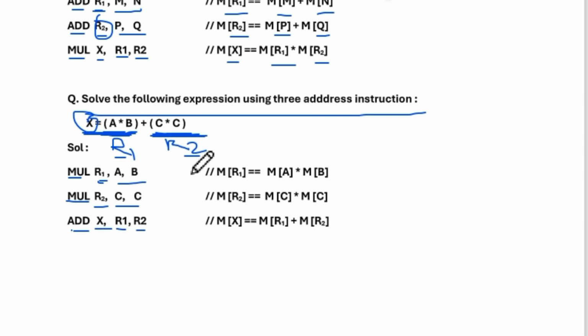Here is the simplified form. M of R1 is equal to what? M of A into M of B. M of R2 is equal to what? M of C into M of C. And M of X is equal to what? M of R1 plus M of R2. Hope you understand. Thank you.